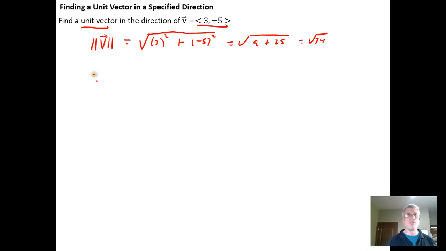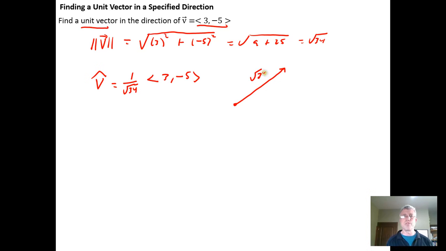And our unit vector in the direction of v is going to be v hat equals 1 over the square root of 34 times the vector v itself, 3 comma negative 5. And you can think about this geometrically. What's happening is you're starting off with a vector v whose length is the square root of 34. So this is vector v. And then by multiplying it by 1 over the square root of 34, you're actually, in this case, shrinking it down so that you have a vector parallel to this one, but whose length is just 1 unit.